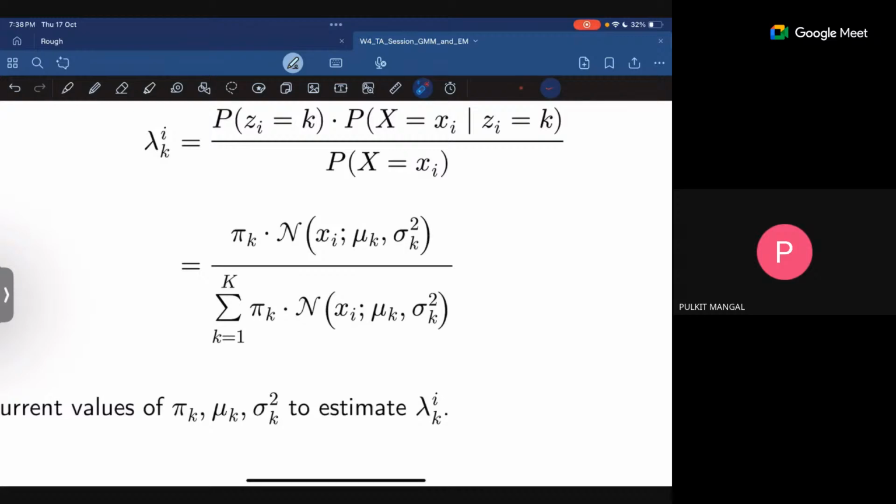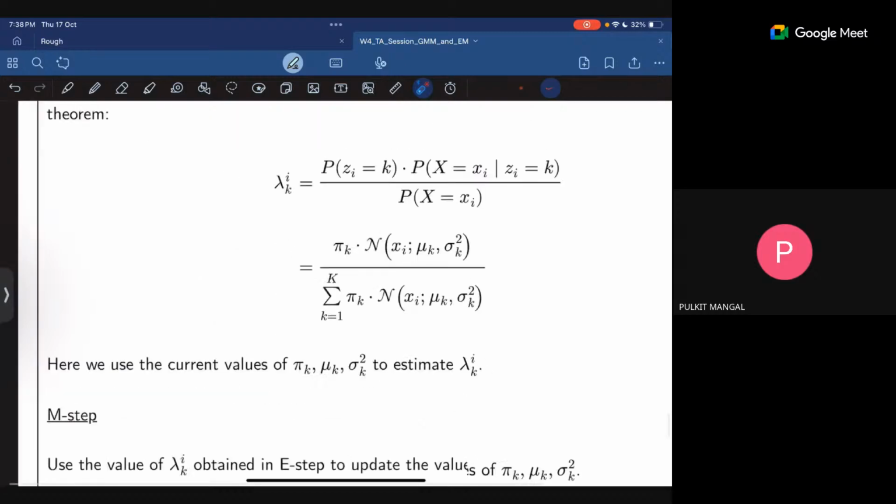And this is the E step. Is it clear to everyone? So what we were doing before was calculating the lambda ik values. Is the E step clear? That's all there is in the E step. If it is clear, then we will move towards the M step.